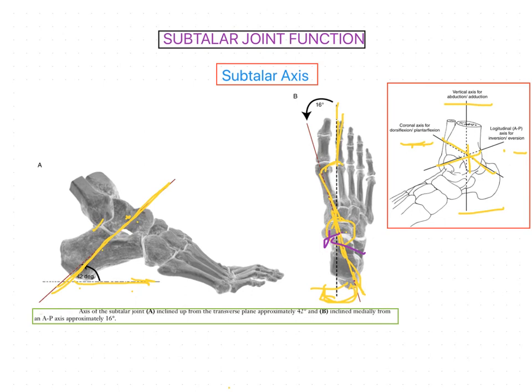And what is the next one? Plantar flexion. What is the plane? Coronal plane. So it is also cutting the coronal axis, isn't it? Plantar flexion means down the foot, towards the ground.